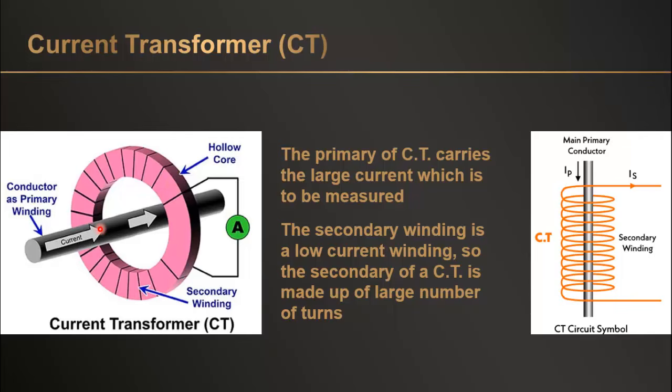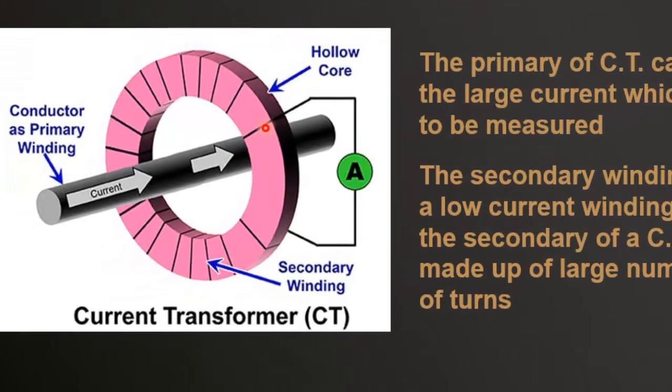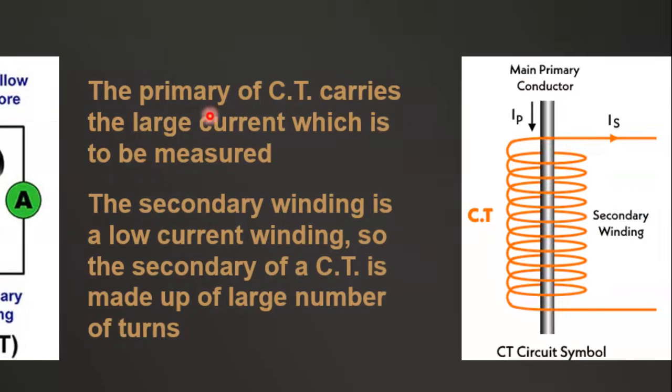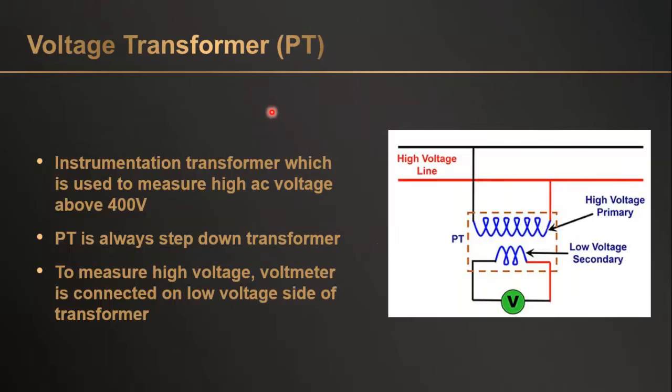It means that the value of the current in the primary winding or the cable is higher and the value of the current in the secondary winding is lower, which is normally 5 ampere or 1 ampere that can easily be measured through any meter. And by applying the transformation ratio or the turn ratio, we can convert this secondary current into the primary current. Here you can see that the primary winding is a conductor or a cable, whereas the secondary winding has a large number of turns, which reduces the current flowing in this winding, and that current can easily be measured.